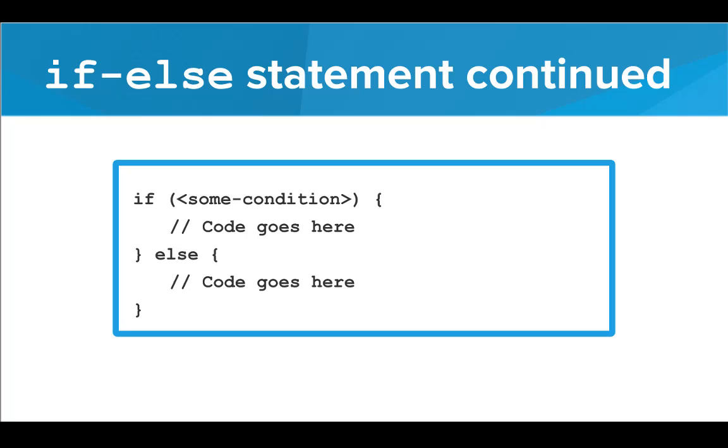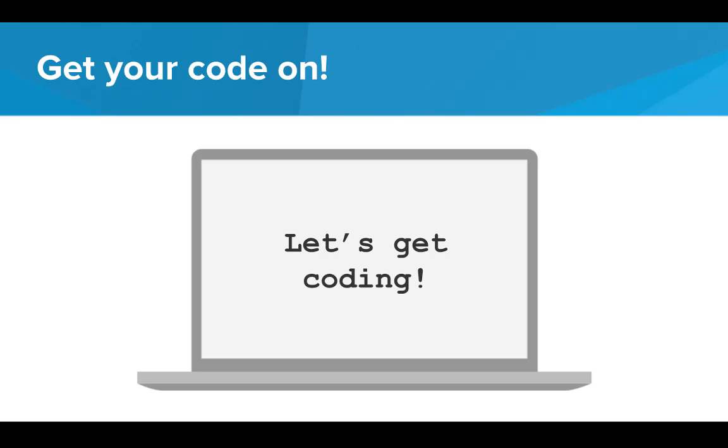You code the if-else statement the same way you would an if statement, including the condition just as before. But this time you include the else keyword. The code in the brackets corresponding to the else section is only executed if the condition is false. Let's see how the if-else statement applies to our simulation by coding it.